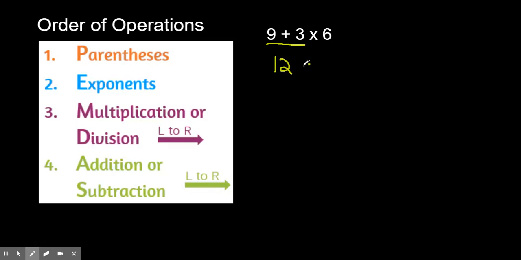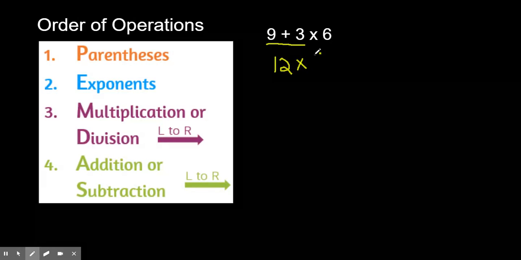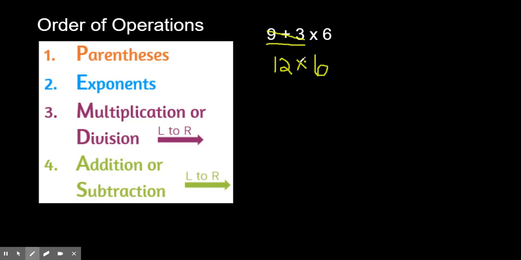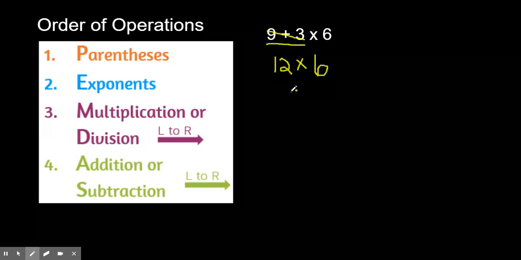And I know that I would write that down, and then I would rewrite the rest of my problem because now that's done. So now I have a new problem, 12 times 6. Well, I know my multiplication tables, and 12 times 6 is 72. So maybe that was the answer. So now let's try it a different way.